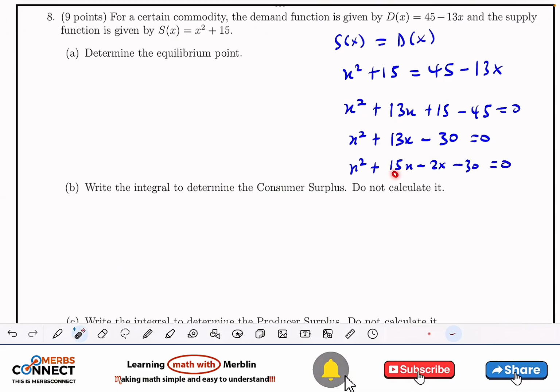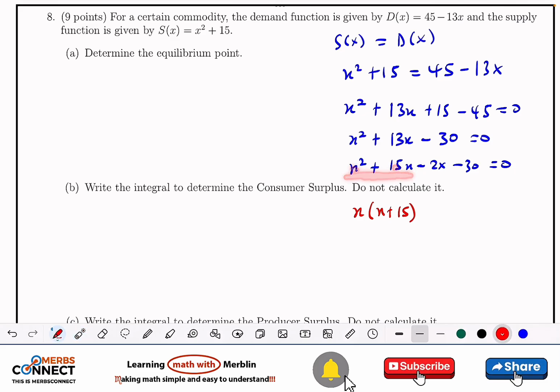Because 15 times negative 2 will give us negative 30, and then 15 minus 2 will give us 13. So this is perfect. Now when I factor x out, I will have x out here, and it will be left with x plus 15. And when you factor minus 2 out here, we are going to have minus 2 times x plus 15 is equal to 0. Then we have x plus 15, then x minus 2 is equal to 0.